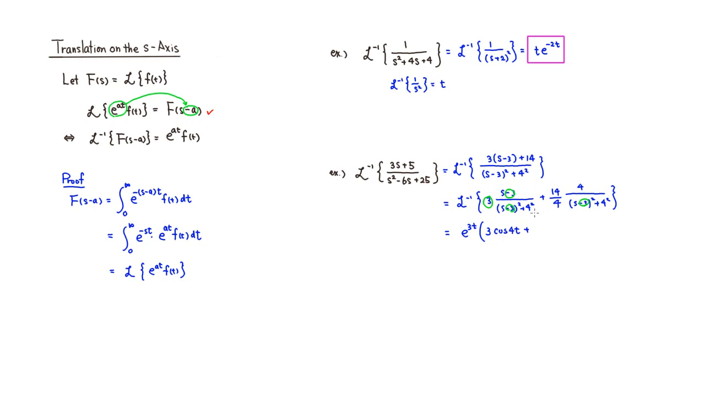Plus, 14 over 4 is 7 over 2, so I'm going to put the 7 over 2. And then 4 over s squared plus 4 squared is sine of 4t. So that's the inverse Laplace transform with the translation on the s-axis. Alright, that's it. I hope that this was clear.